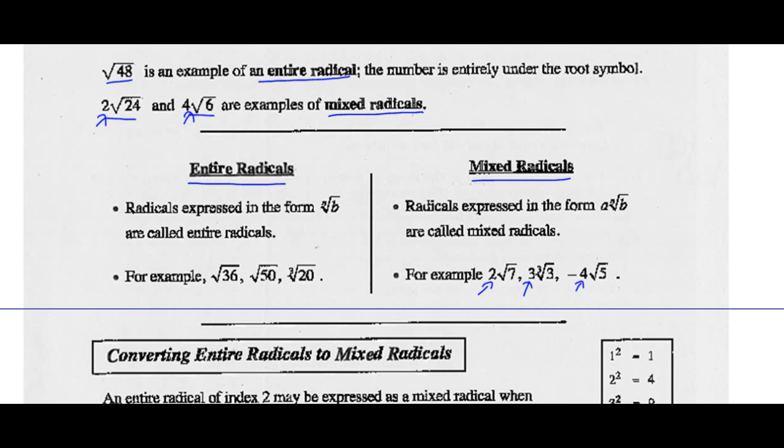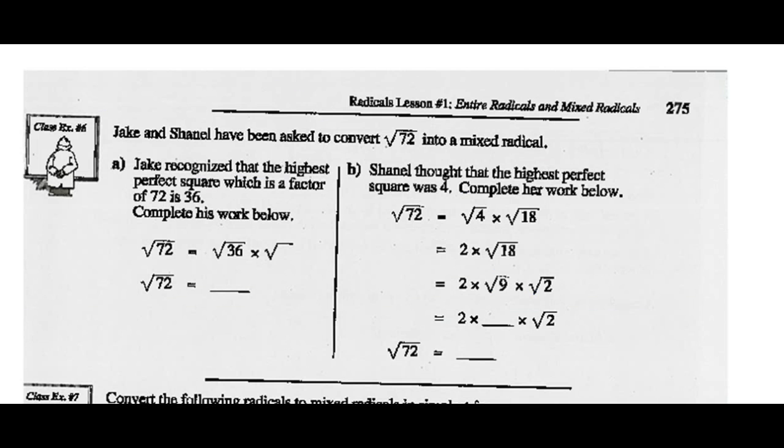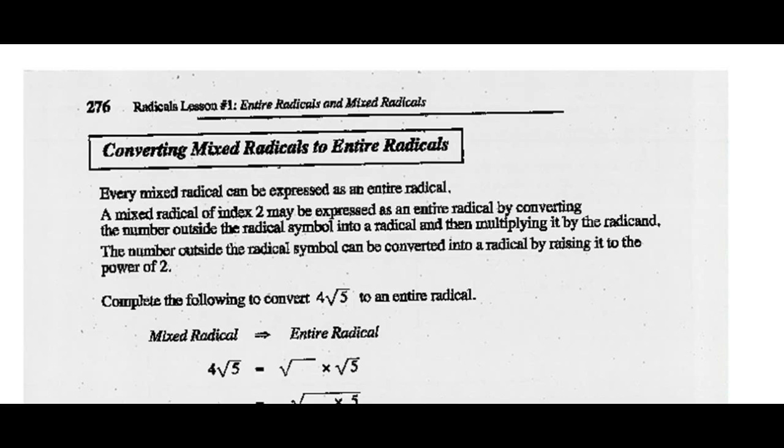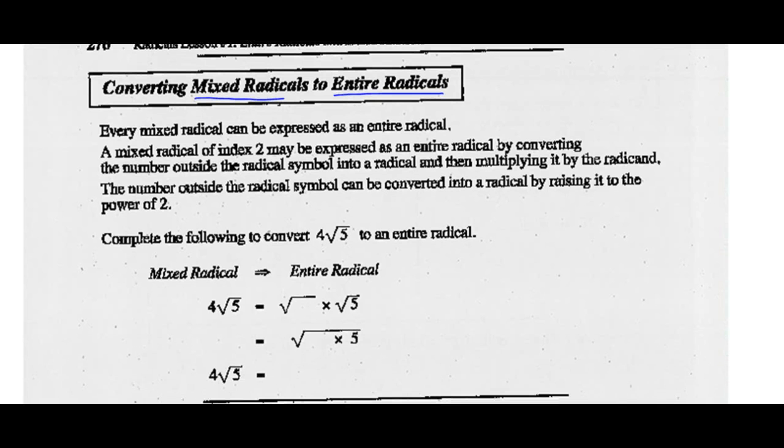We're going to skip ahead a few pages. Let's go to page 276. And we're going to convert mixed radicals to entire. So every single mixed radical can be expressed as an entire radical. So a mixed radical of index 2 may be expressed as an entire radical by converting the number outside the radical symbol into a radicand and then multiplying it by the radicand. The number outside the radical symbol can be converted into a radical by raising it to the power of 2 if the index number is 2.